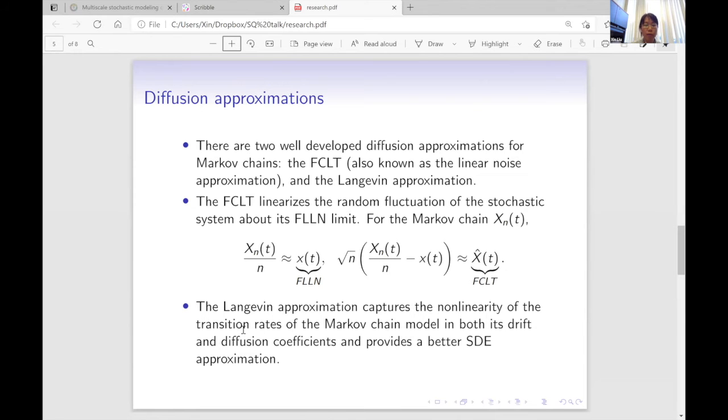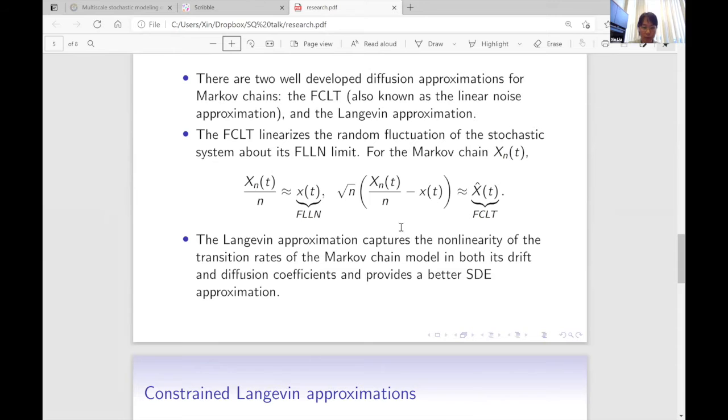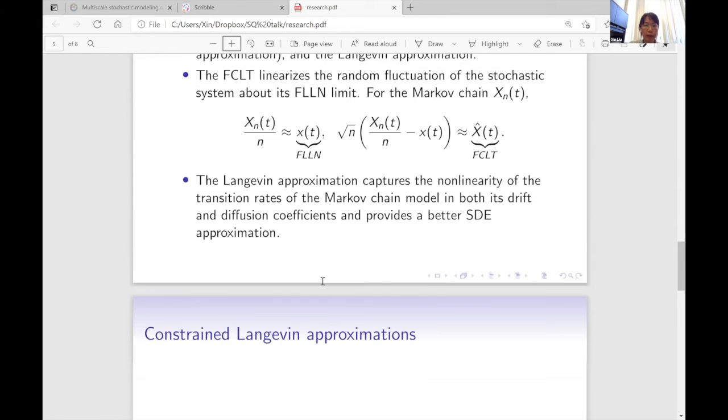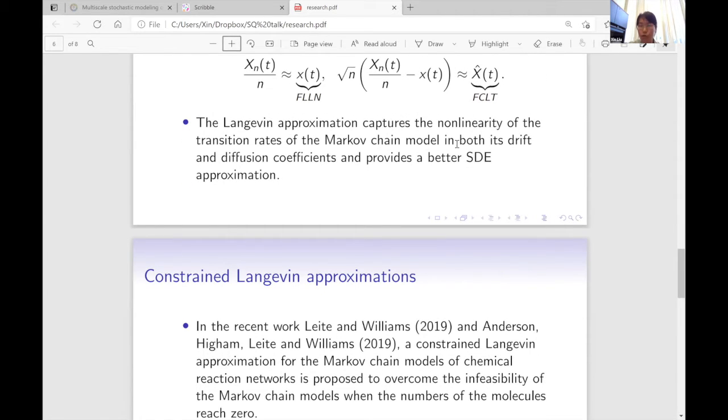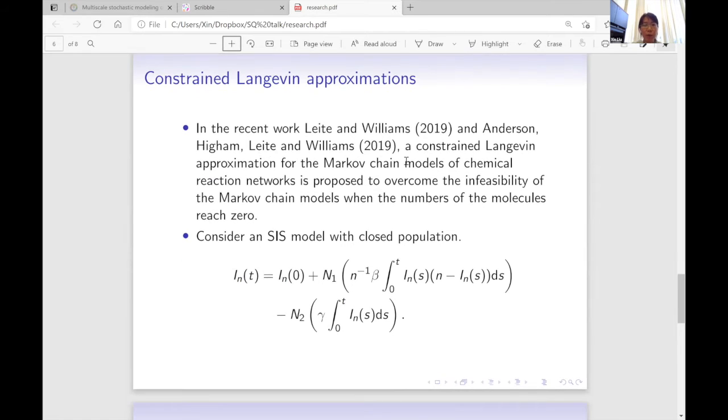Now, the other one is called the Langevin approximation, which is exactly what Cindy mentioned. Here I just want to distinguish it from the functional central limit theorem, so I call it the Langevin approximation. Let me give you some more details. Before I do that, if you look at the functional central limit theorem, it looks at the linear fluctuation, because you look at this difference. On the other hand, the Langevin approximation can capture the nonlinear fluctuation. In this sense, it behaves better than the functional law of large numbers and the functional central limit theorem.